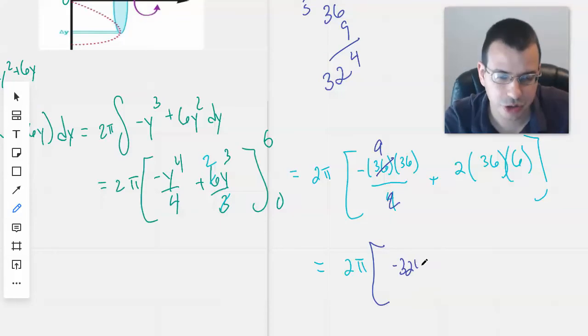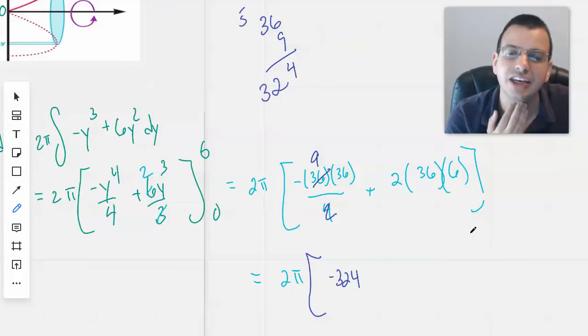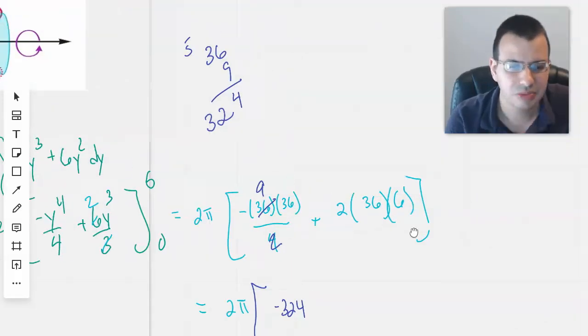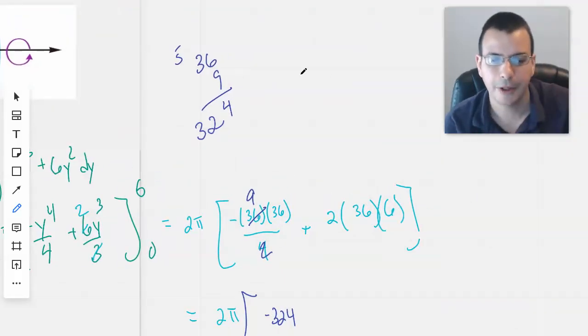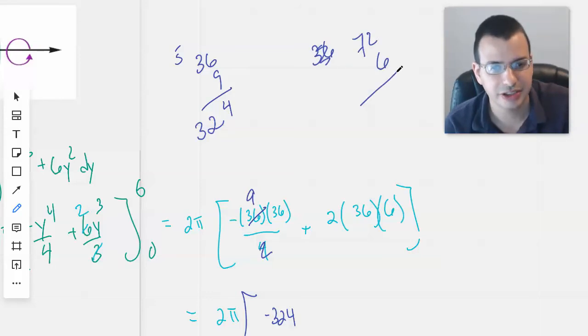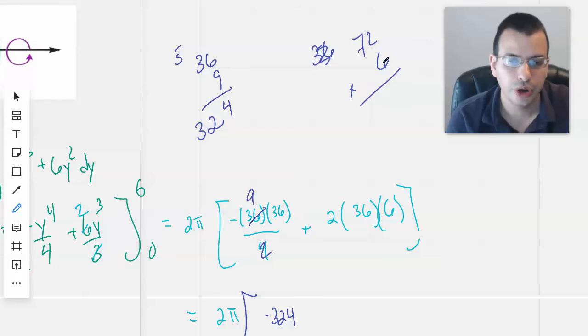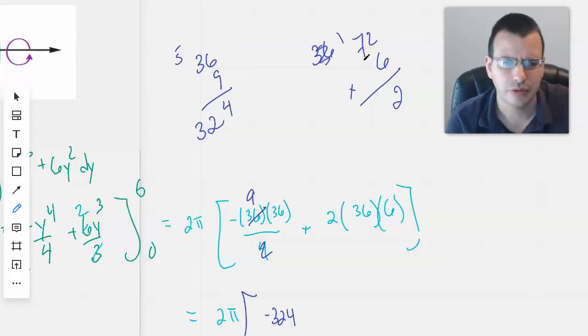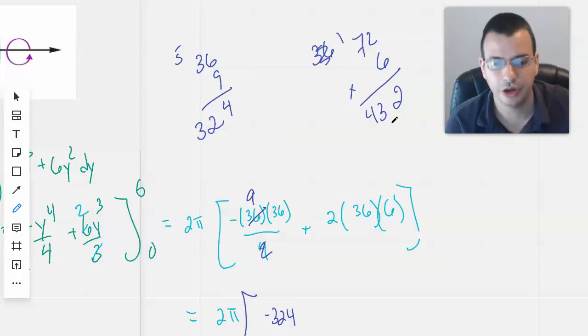Negative 324. Seems like a big number. Let's see, 10 times 36 is 360. So yeah, maybe, possibly. Okay, so 36 times 12. Nope, I'm going to do 72 times 6. That way I can do one digit. 6 times 2 is 12. I'm pretty sure it's 12. 6 times 7 is 42, plus 1 is 43, 432.